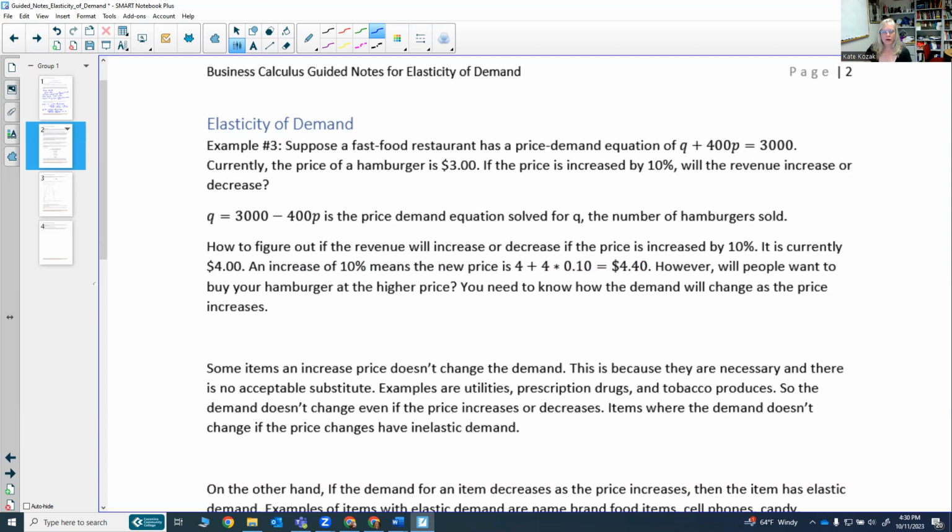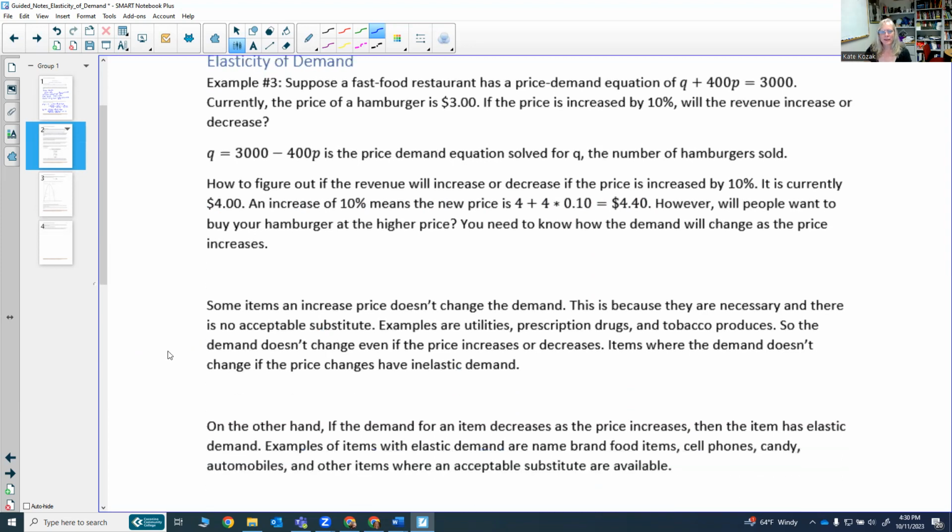For some items, an increase in price doesn't change the demand. This is because they are necessary and there are no acceptable substitutes. Examples are utilities, prescription drugs, and tobacco products. So the demand doesn't change even if the price increases or decreases. Items where the demand doesn't change if the price changes have inelastic demand.